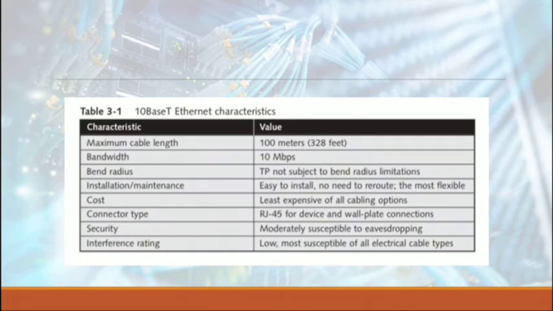Installation or maintenance: easy to install, no need to reroute, and the most flexible. Cost: least expensive of all cabling options. Connector type: RJ45 for device and wall plate connections. Security: moderately susceptible to eavesdropping. Interference rating: low, and most susceptible of all electrical cable types.